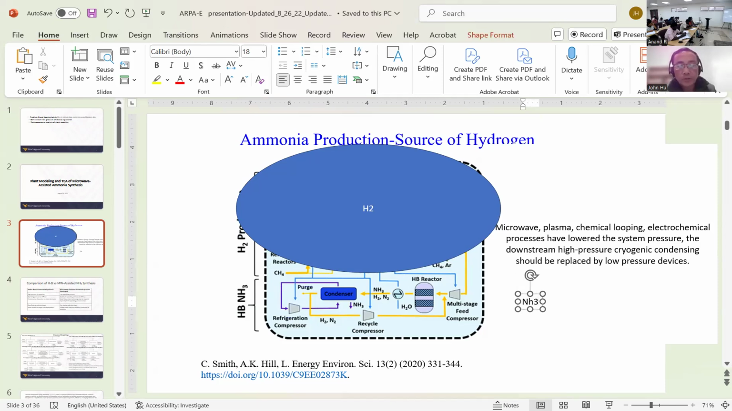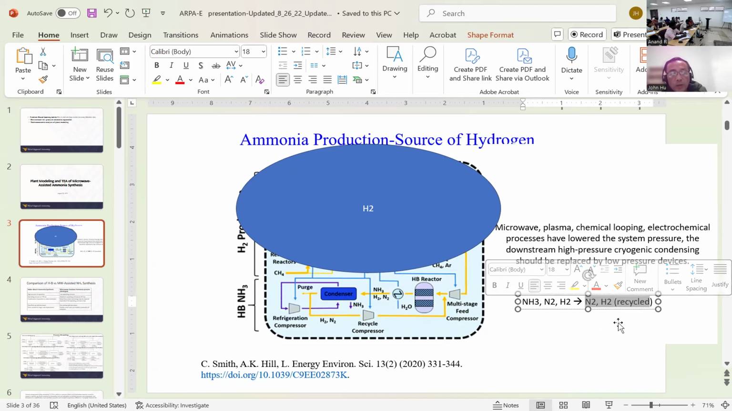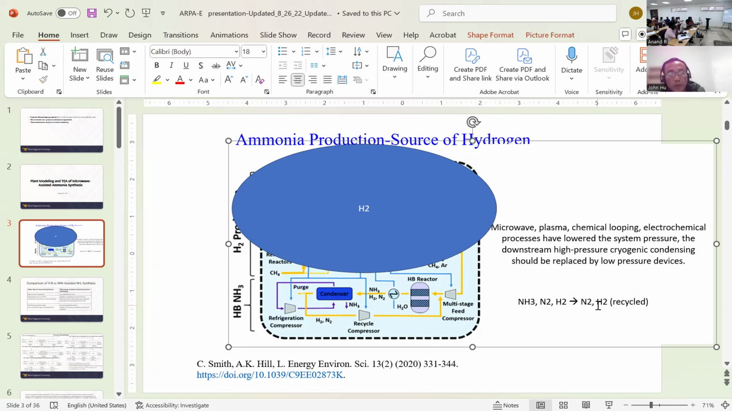You begin with NH3, maybe some reactive hydrogen, and you end up with N2, H2 recycled, right? Yes, sir. So obviously this recycle loop needs to be compressed, which means you have to build the pressure up. Why? When you see the equation, you should get the answer.